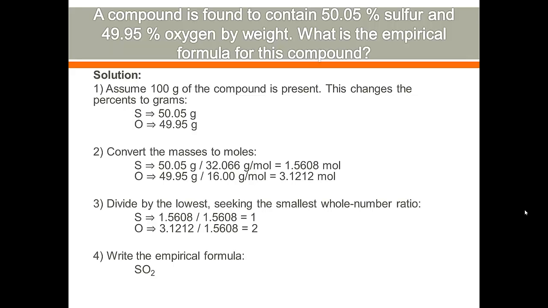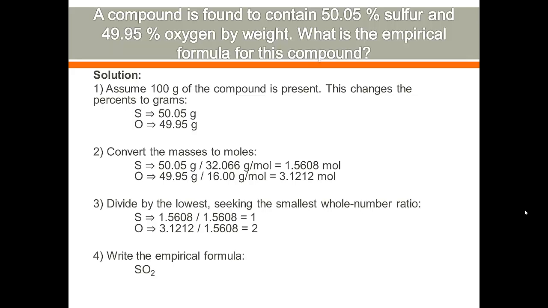But I want to know the smallest whole number ratio, or the relationship in terms of moles between sulfur and oxygen. To do that, I'm going to look at those numbers and say, if I have 1.56 moles of sulfur and 3.12 moles of oxygen, clearly there's more oxygen than sulfur in there. But what's the relationship there?